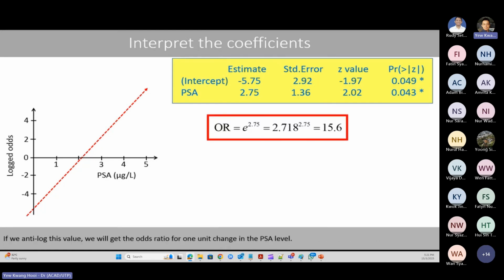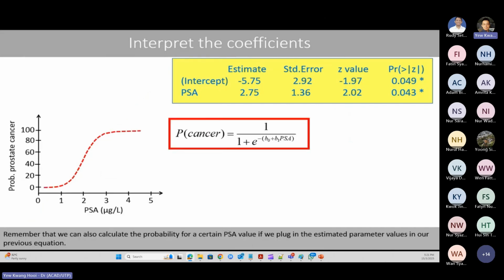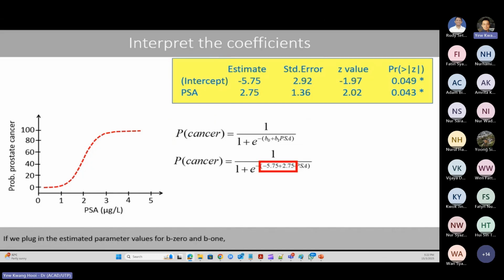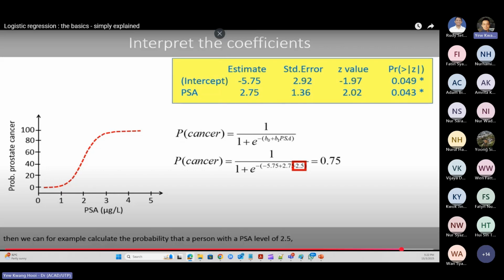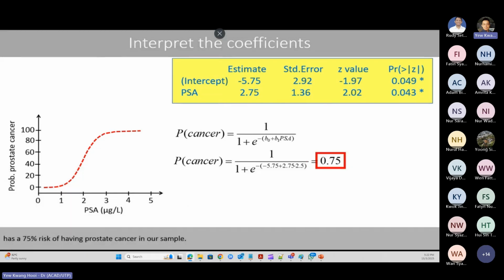If you anti-log this value, we'll get the odds ratio for 1 unit change in the PSA level. Remember that we can also calculate the probability for a certain PSA value if we plug in the estimated parameter values for B0 and B1 in our previous equation. We can, for example, calculate that a person with a PSA level of 2.5 has a 75% risk of having prostate cancer in our sample.